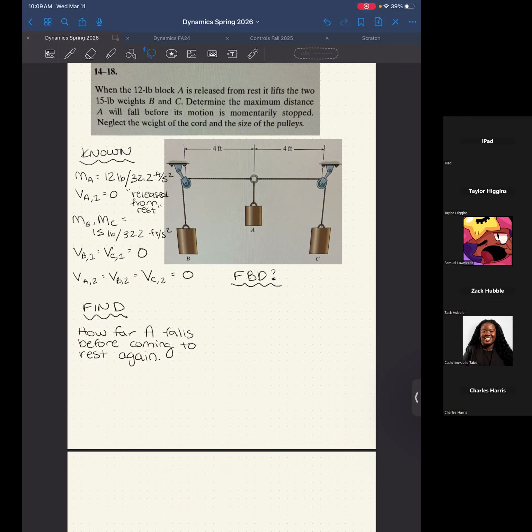Questions? The free body diagram. Okay, so what I drew, I didn't actually draw a free body diagram, but I did draw a diagram that shows me the geometry of what happens when it starts to sag. And then I gave myself some intermediate variables to help me with that trig problem.